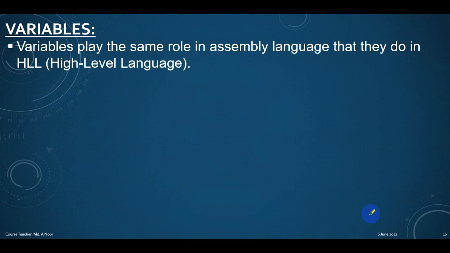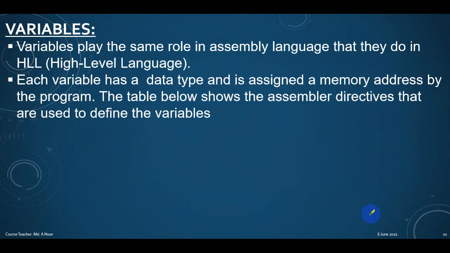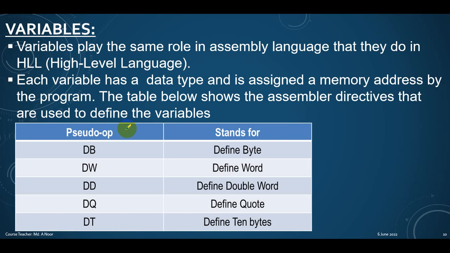Now, what is a variable? Variables play the same role in assembly language that they do in high-level languages. Each variable has a data type and is assigned to a memory address by the program. The table below shows the assembler directives that are used to define variables. So when you define a variable, use an assembler directive. DB, this pseudo-op tells that the variable you are declaring should be a byte type variable: define byte. DW means define word. DD means define double word. DQ means define quad word, not quote. I think this will be quad.